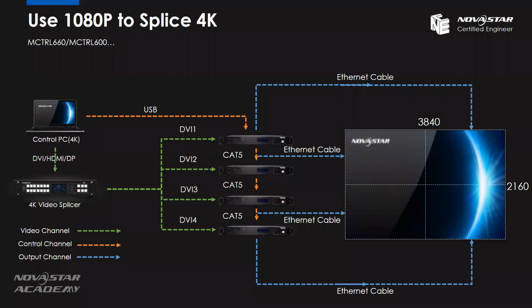In this structure, now we have a 4K control PC, a 4K video splicer, and 4 sending cards, which are M Control 660. And if we consider redundancy, if we want to set up the system backup, then we need to double the sending card amount. So we need 8 pieces of M Control 660. Now next, let's see how we finish the software part.